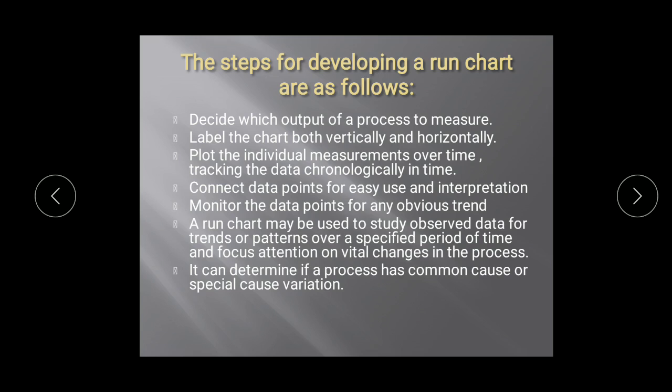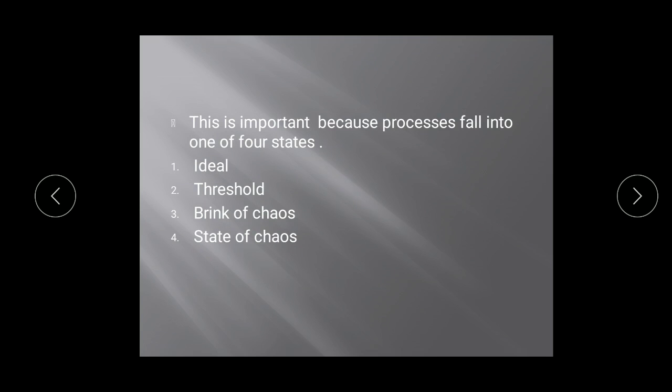This is important because a process falls into one of 4 states. So there are 4 states in which your process falls, and that is the reason you need to find out the variation and randomness of the patterns of a run chart. And the 4 states are idle, threshold, brink of chaos and state of chaos.